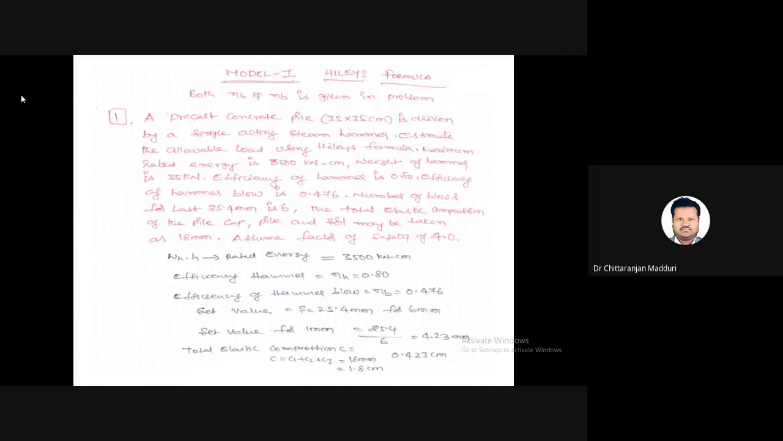So here rated energy means it is a product of hammer weight and height of fall, so 3,500 kilonewton centimeters. Efficiency of hammer equal to 0.80. Efficiency of hammer blow is directly given, equal to 0.476. Set value: for 6 blows, settlement equal to 25.4 mm, so for 1 blow it is equal to 25.4 by 6, 4.23 millimeters. Total elastic compression is equal to C1 plus C2 plus C3 equal to 18 millimeters. We need to convert it into centimeters, 1.8 centimeters.